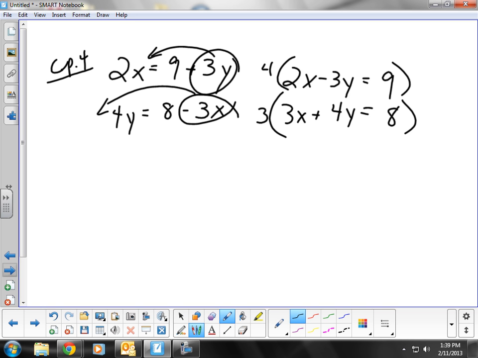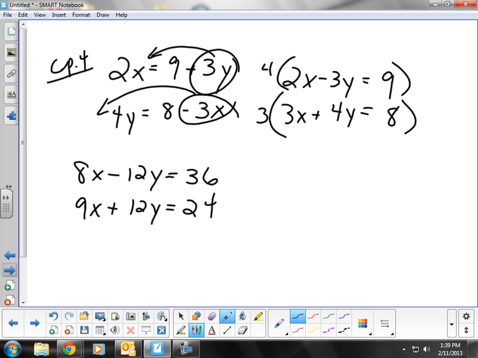So if I do it my way, I get 8X minus 12Y is equal to 36, and 9X plus 12Y is equal to 24. Did everybody else get that when they multiplied through? Make sure my multiplication skills aren't killing us today.